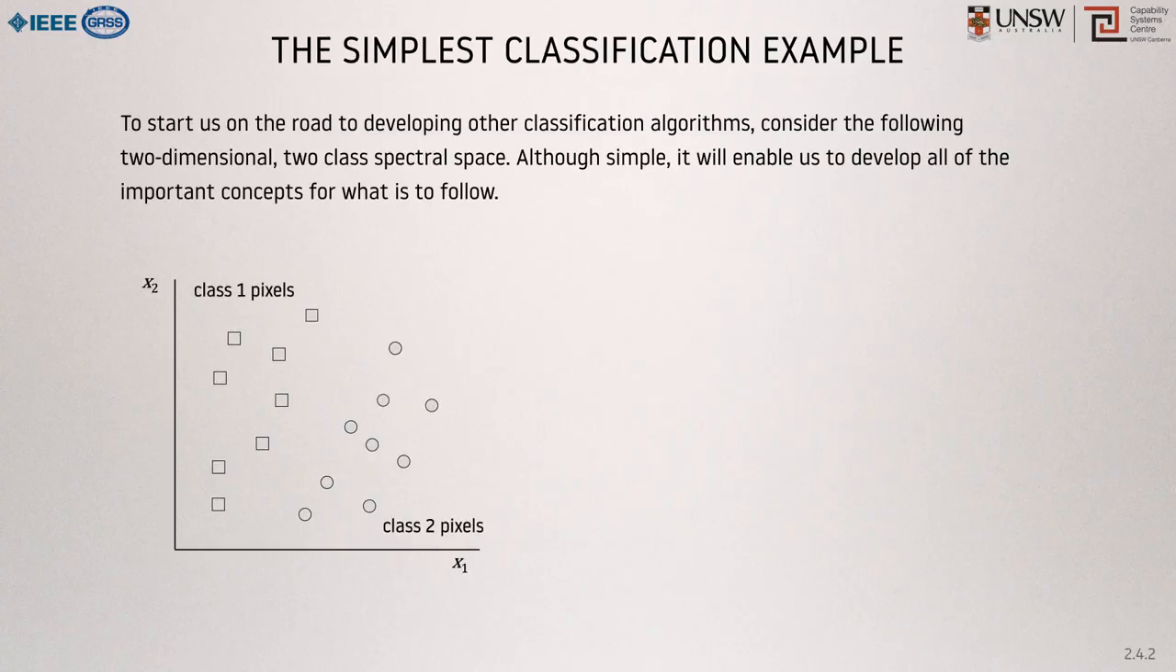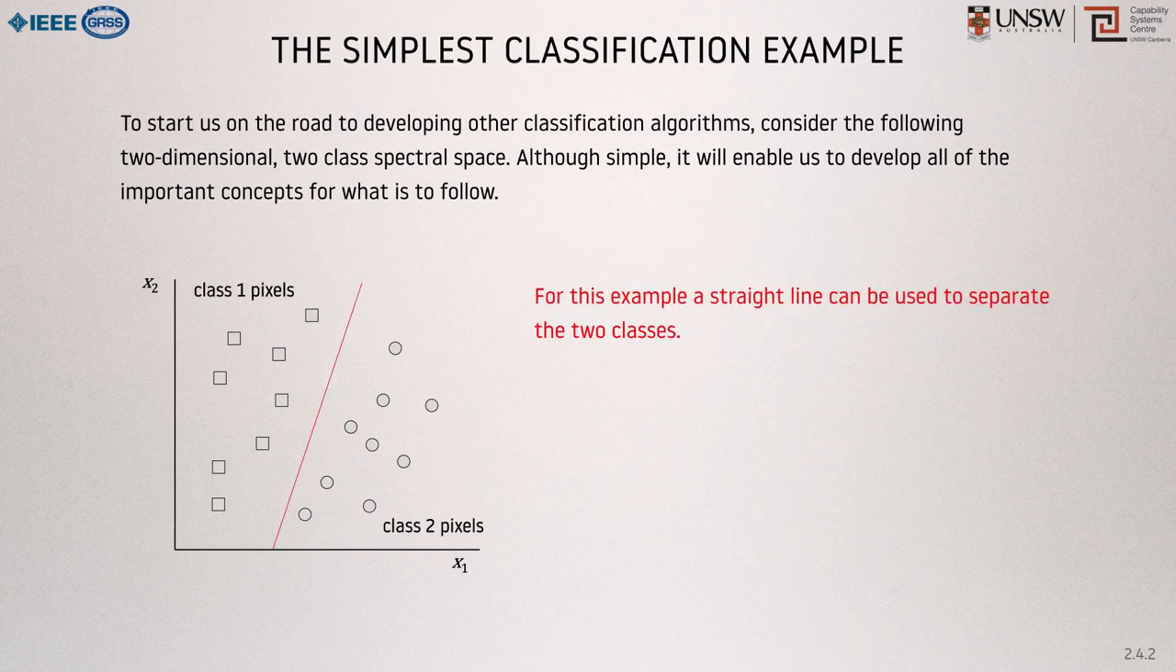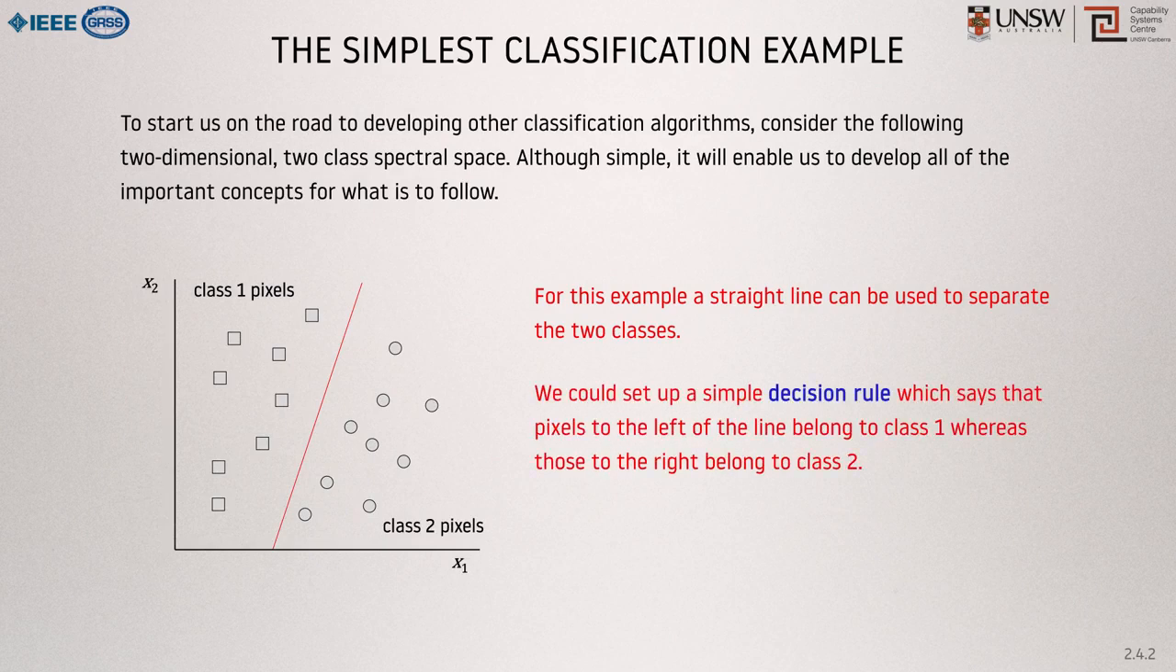Consider two classes of data which are linearly separable. That is, they can be separated by a linear surface or straight line in two dimensions. If we knew the equation of that line, we could determine the class membership for an unknown pixel by seeing on which side of the line its spectral measurements lie. How can we express that mathematically?